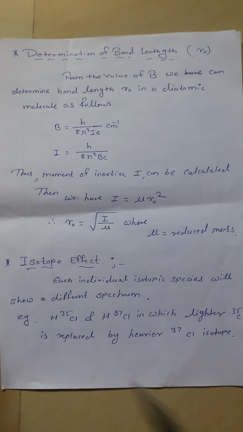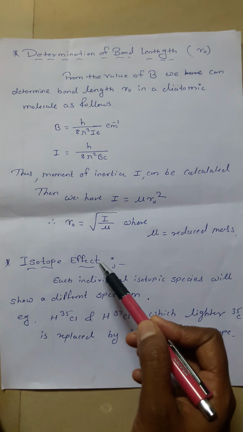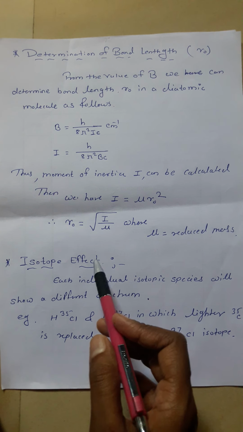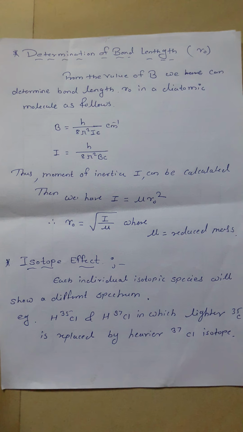The next point is the isotope effect. So what is an isotope? We know that an isotope is an element having the same atomic number but a different atomic mass number.